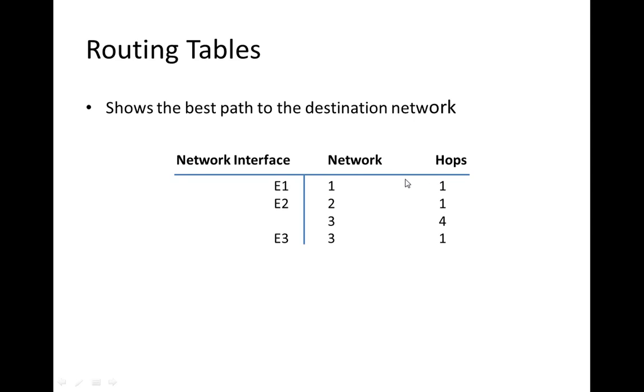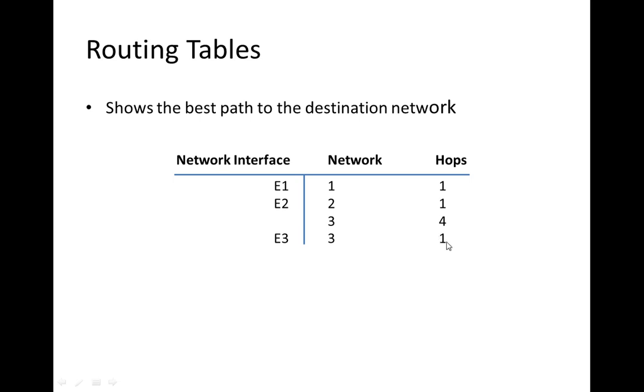So if there are more ways than one to get to a destination network, for example, we can see that Ethernet card 2 will take us to network 3, and Ethernet card 3 will take us to network 3. So if there are two ways to go, which one is the router going to choose? The router is going to choose the path which has the least hops.